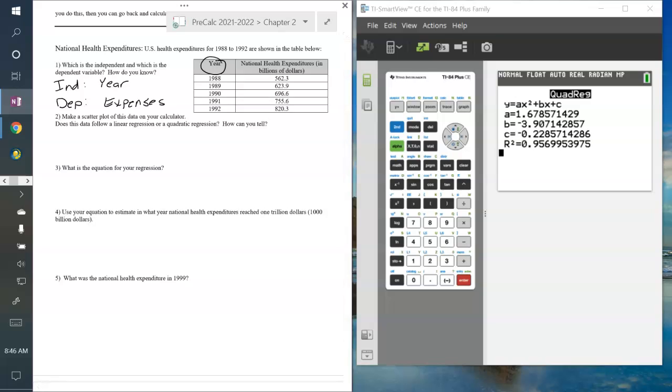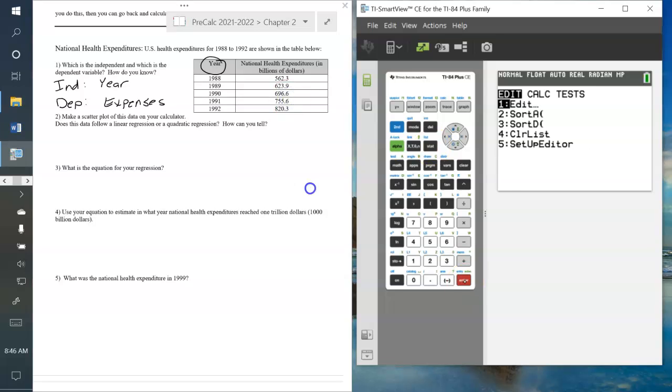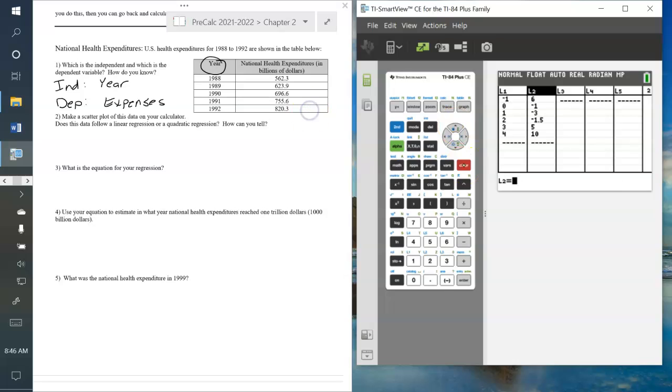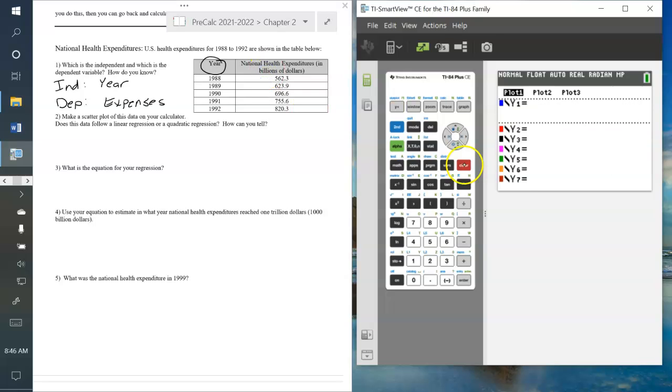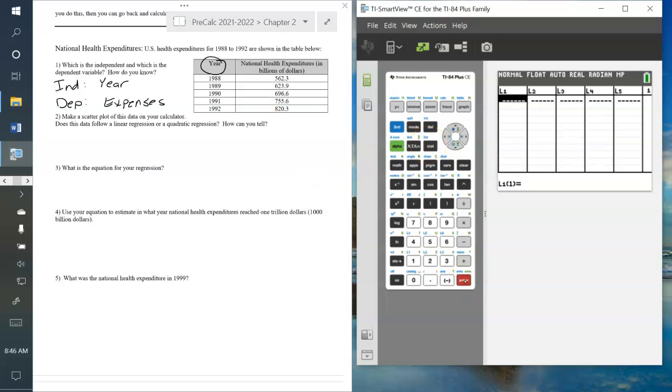We're going to make a scatter plot on our calculator, and we're going to decide if this looks like a linear regression or a quadratic regression. So let's go in and clear out what we have. Clear, enter. I also want to get rid of that graph that I had. And now I'm going to press Stat, Edit, and I'm going to go ahead and enter my data. So pause your video here and enter your data.